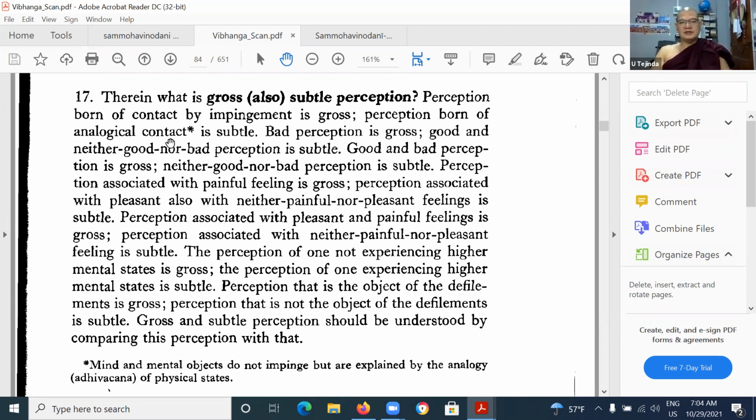So we just note here adhivacanasamphassajā saññā, which is subtle. Then we go akusalā saññā, kusalā saññā, abyākatā saññā. So in this suttantabhājanīya method, we can see the Buddha analyzed these five aggregates. It occurred with kusala tika and vedanā tika only. So among the 22 tikas, he did not analyze with the other tikas, only with two tikas here.